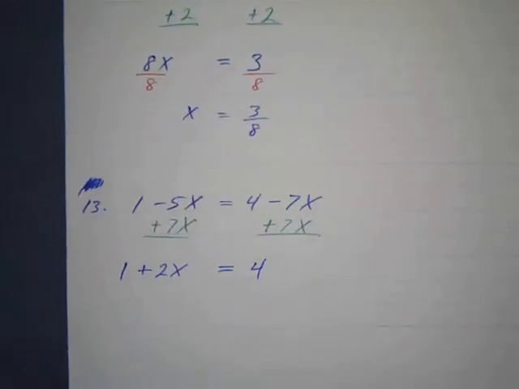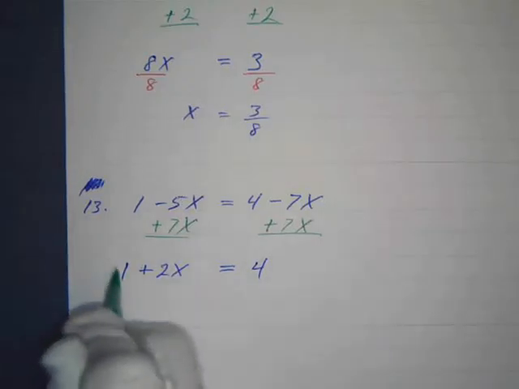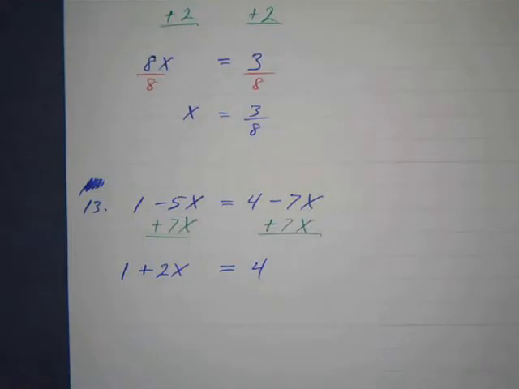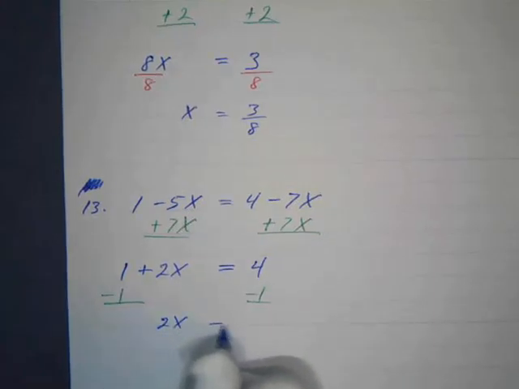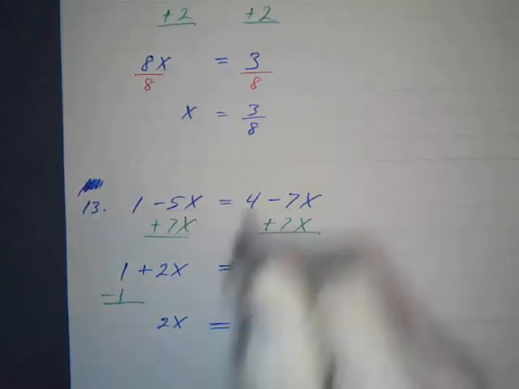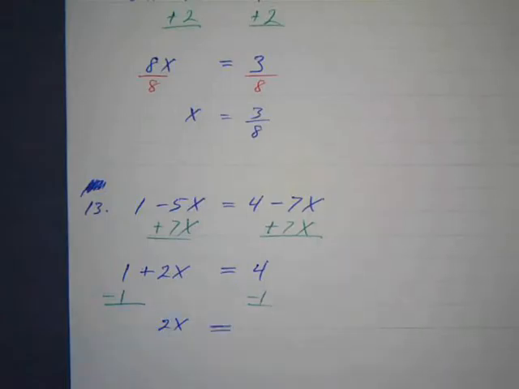And now I've got a simpler equation. It's like a two-step equation from now on. So what I'll do is I'll just subtract. Now the 1 is in front of the 2x, so we have to do the opposite. The opposite of addition is subtraction, so I'm going to subtract 1 from both sides. 1 minus 1 is 0. So what's left is just 2x. That equals, try to keep these lined up and not sliding over to the left, and 4 minus 1 is 3.